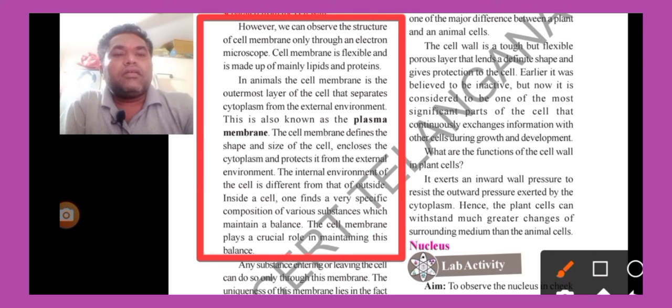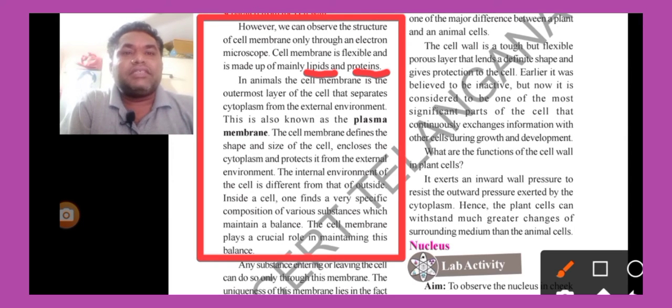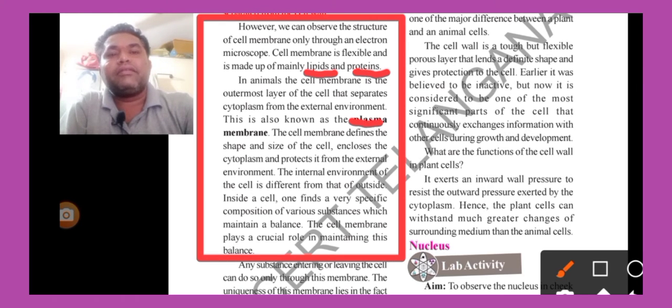However, we can observe the structure of the cell membrane only through an electron microscope. The cell membrane is flexible and is made up of mainly lipids and protein. This point you have to remember. Plasma membrane or cell membrane is made up of protein and lipids. In animals, the cell membrane is the outermost layer of the cell that separates the cytoplasm from the external environment. This is also known as the plasma membrane.